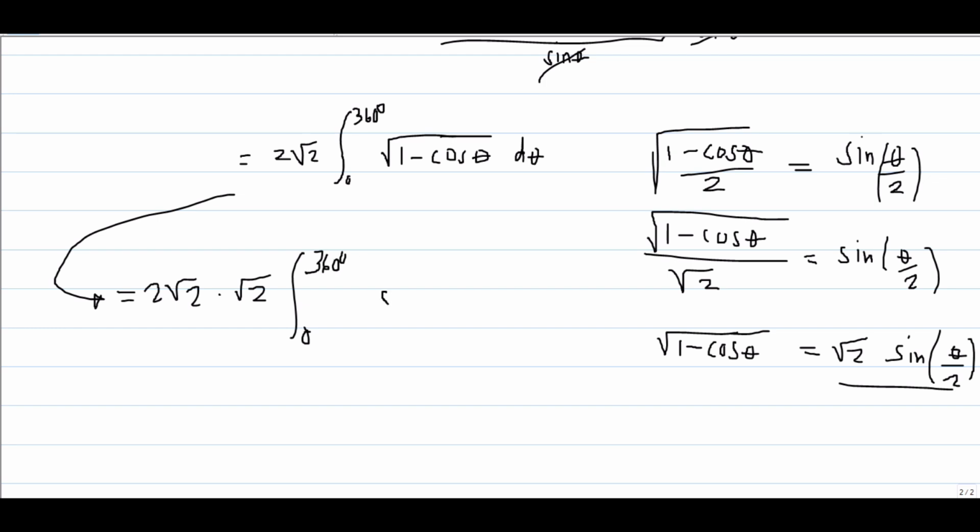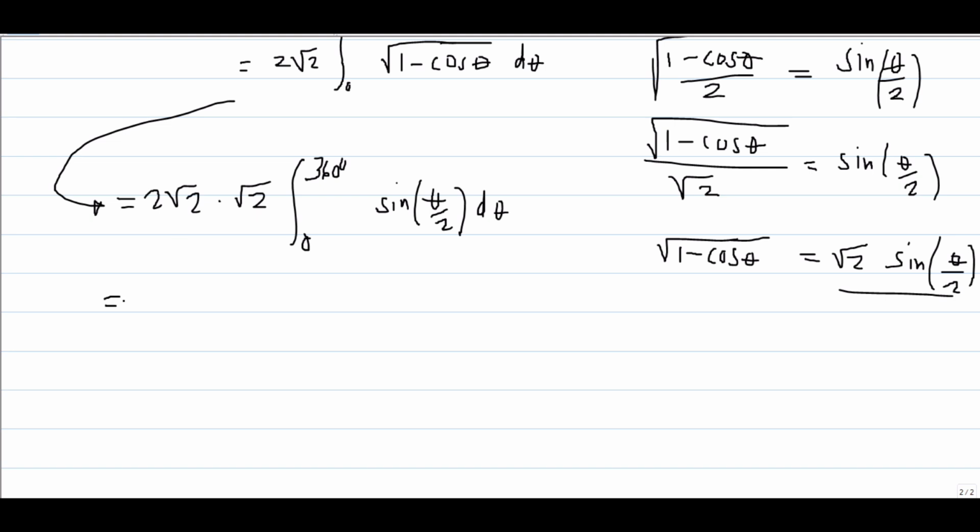Then sine of theta over 2, d theta. Next, the square root of 2 times the square root of 2 is 2, and 2 times 2 is 4. So we have 4 times the integral from 0 to 360 degrees of sine of theta over 2, d theta.